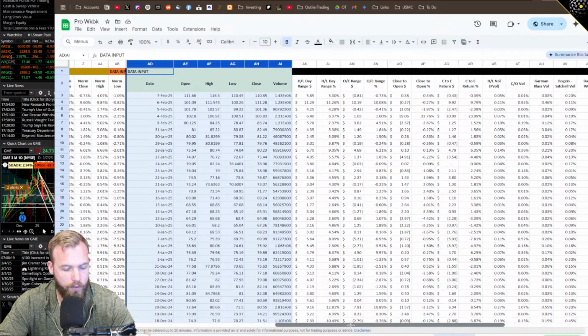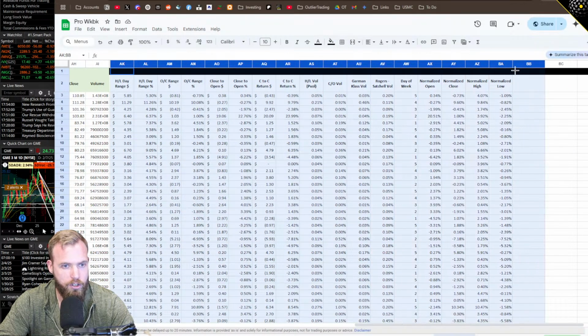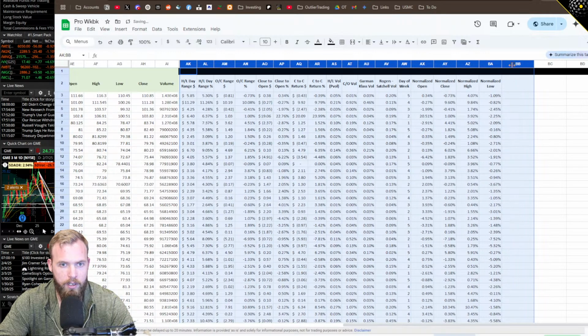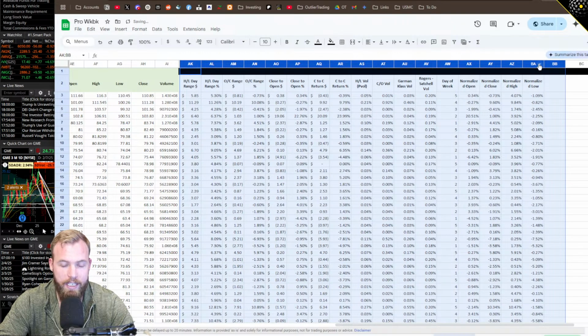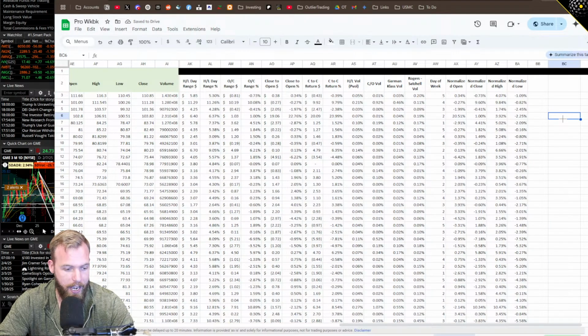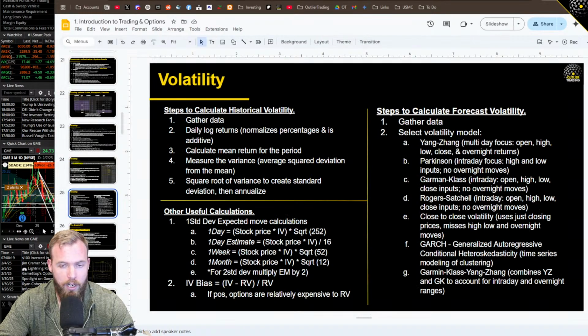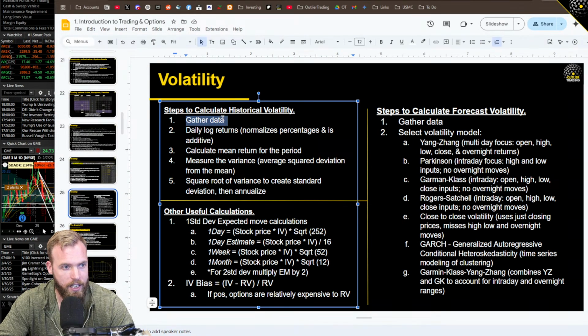And then you'll notice over here, I have a bunch of different calculations. I'm looking at things like the ranges for different periods of time. I'm looking at highs, lows, overnight moves, the day of the week, weekend moves. This has everything to do with the way that we can get more and more specific with respect to how we're measuring things. But going back to the original concept, you've got to get the data. Then we can calculate the log returns on a daily basis.